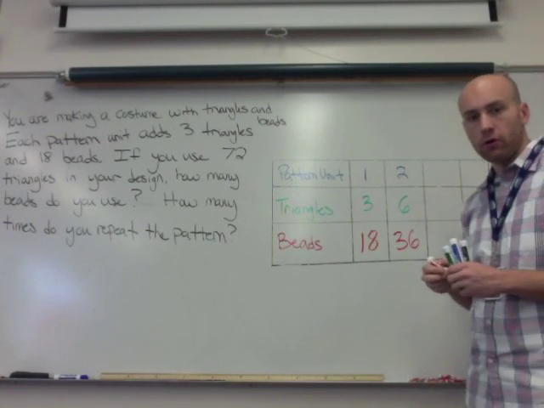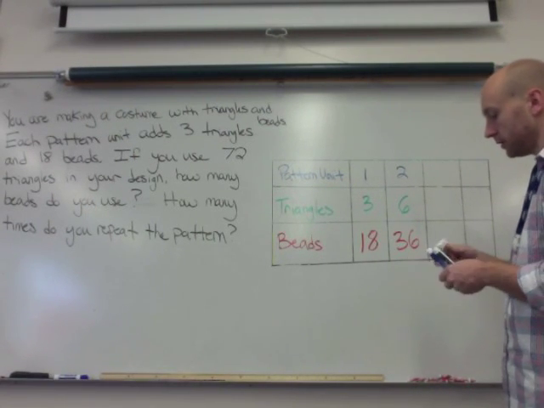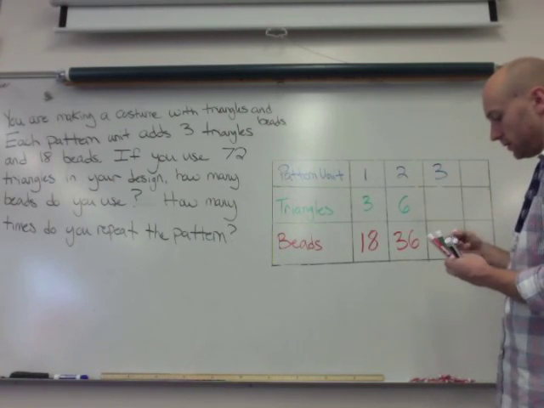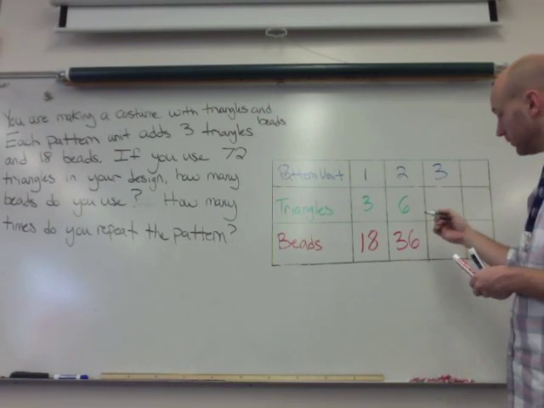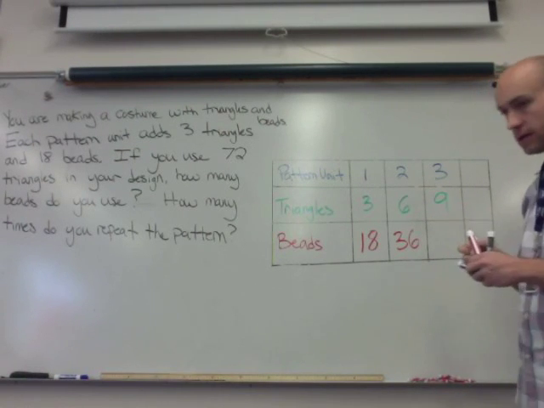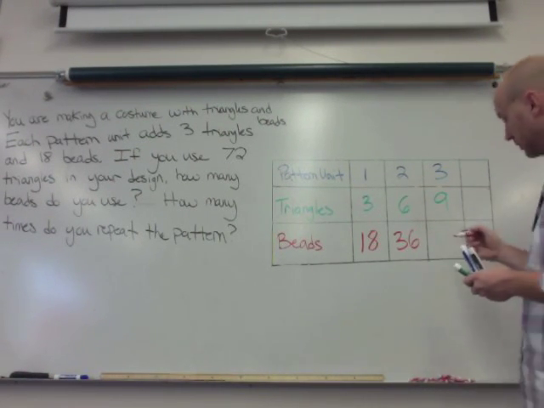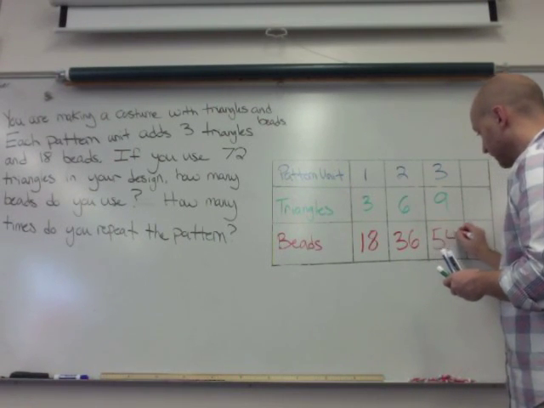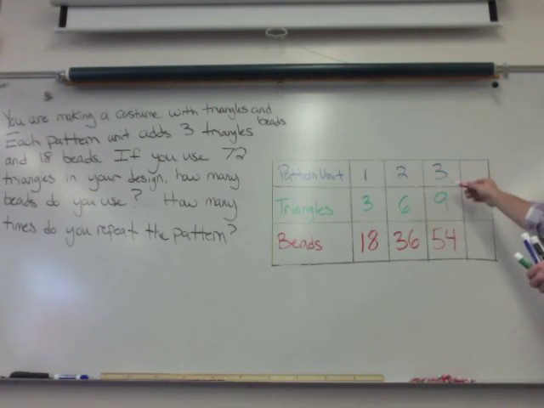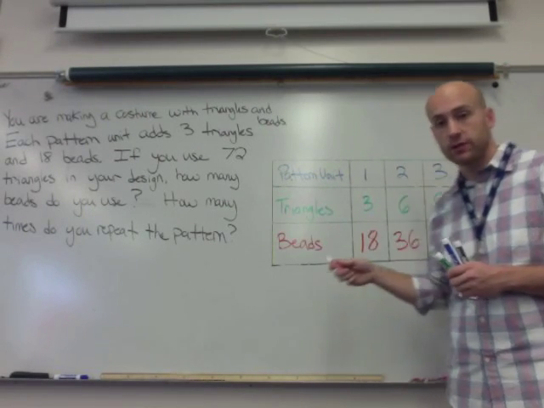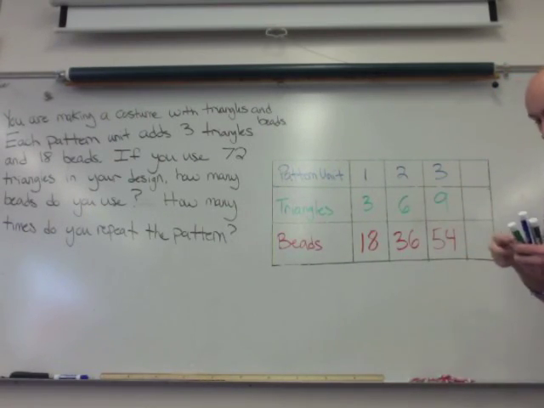If we were to go again and make 3 pattern units, we would have 9 triangles, because we're going by 3s, and we would have 54 beads. These last 2 steps here were just extra. We didn't absolutely need them to solve this problem. I just wanted you guys to be able to see the patterns that we have going on.